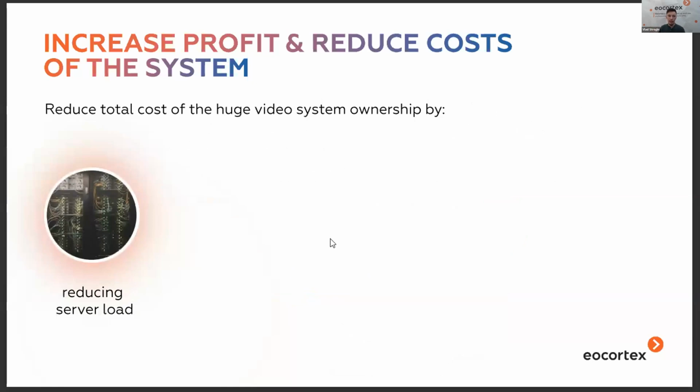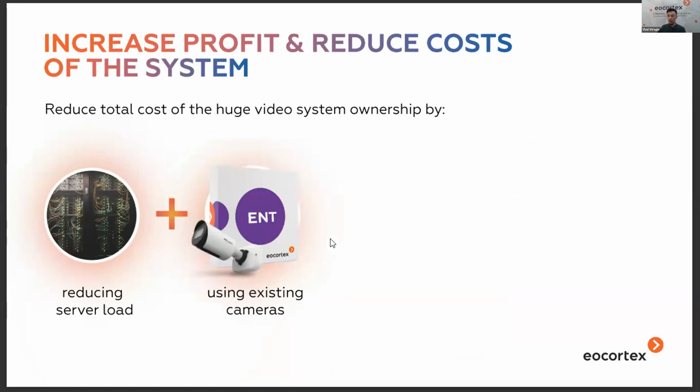And just to summarize all that I said, what allows reducing costs for a large video surveillance system using Eocortex? First, reducing server load. Please believe that from version to version, we invest a lot to optimize server consumption using Eocortex VMS. Then you and your customers may use existing cameras. For example, you already have an existing video surveillance system with multiple cameras, and you as a user don't want to change some cameras because of some requirements.